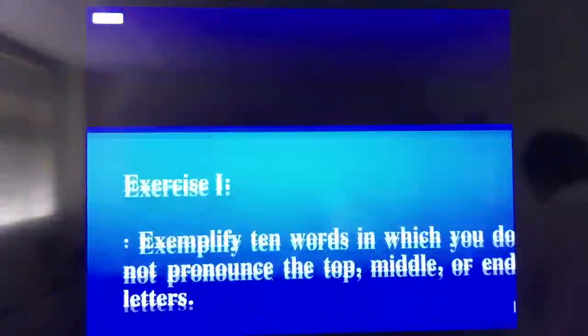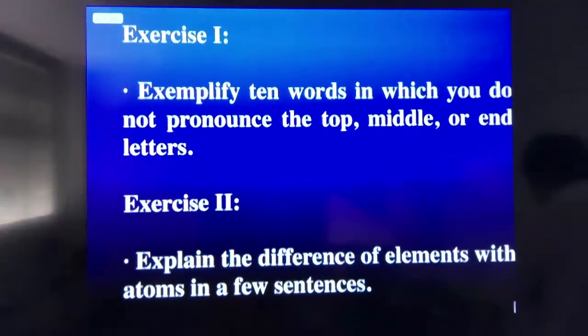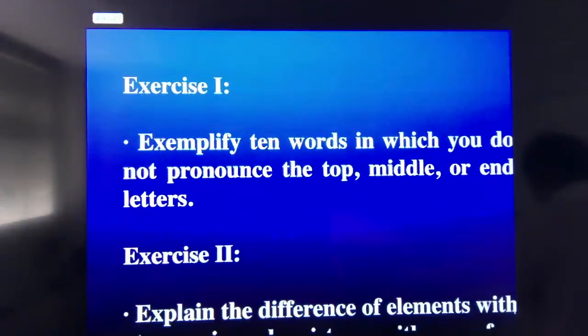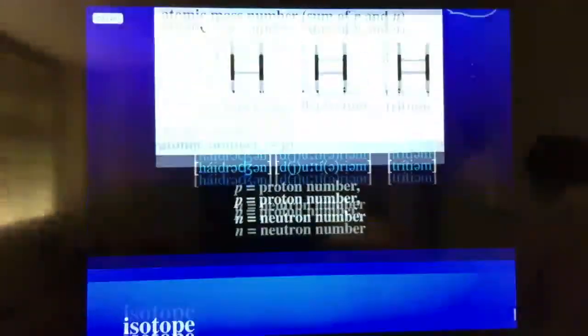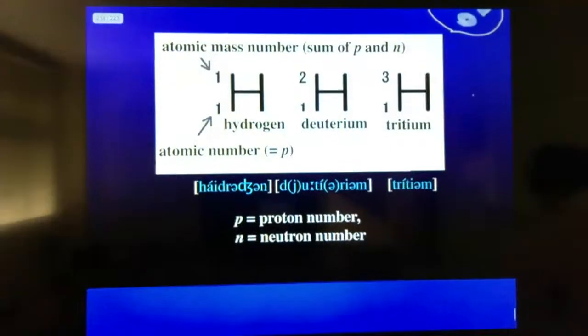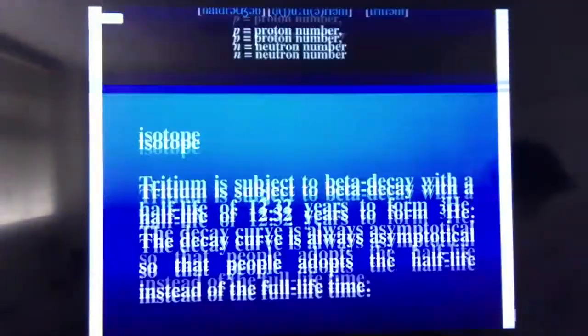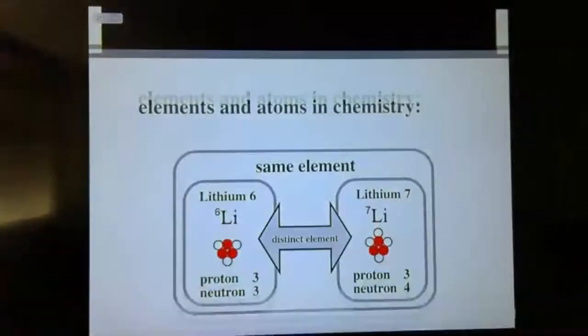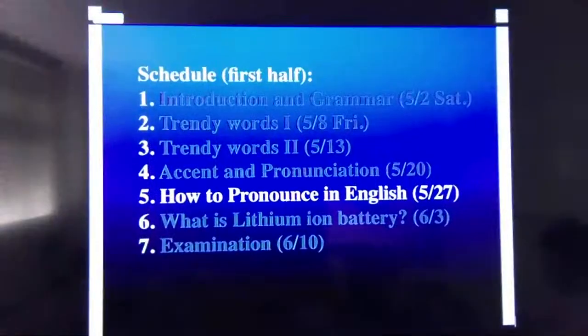Yeah, so here I told you some exercise one. Yeah, element as well. So this isotope is quite closely related to the exercise. Yeah, going back to the first slide here.